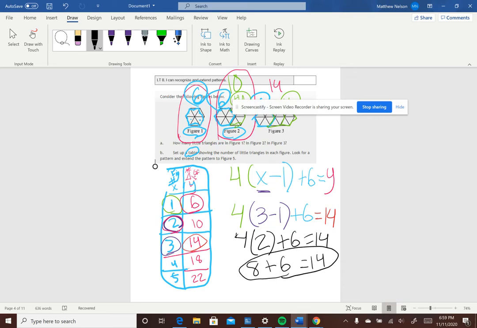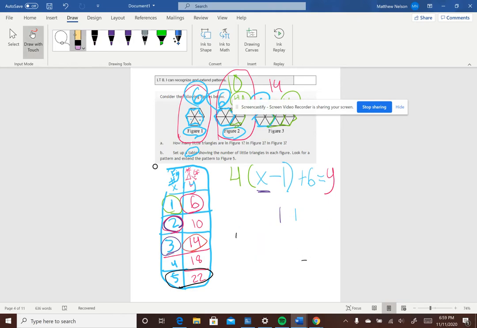And so now, if we're wondering what we'd have for figure 5, well, we showed that here in our table, but we actually can show it by plugging in 5 for x. So let's go ahead, plug in 5 for x. So I'm going to do 4 multiplied by 5, right? Our input is 5, minus 1 plus 6. Our constant should give us 22.